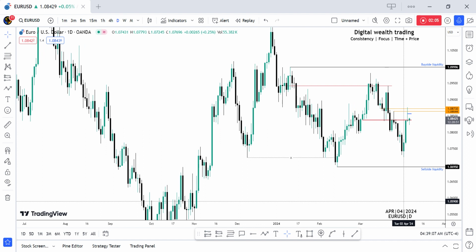The Euro US dollar daily candle for Thursday, 4th of April 2025, delivered an indecisive bullish candle that closed below the weekly bearish order block and wicked into the weekly fair value gap, that is inside the weekly bearish order block, and showed a decline from that point of interest. Now let me explain that first statement.